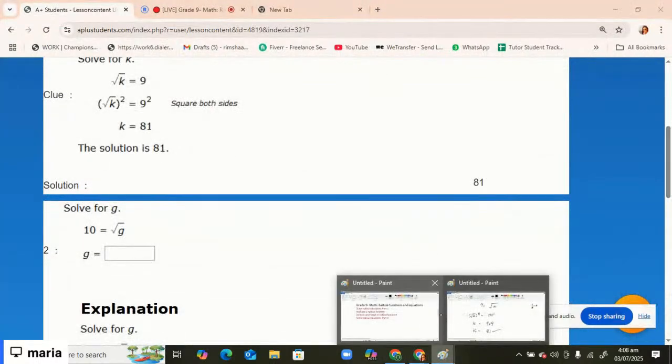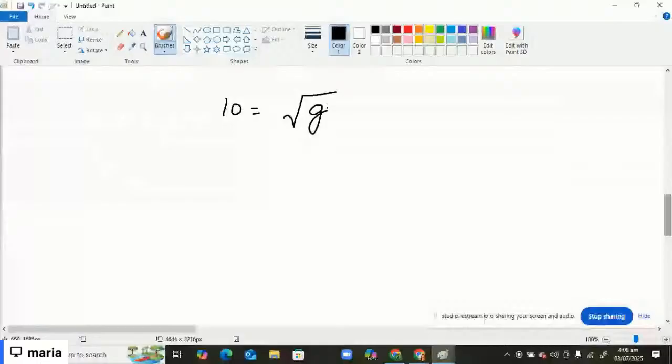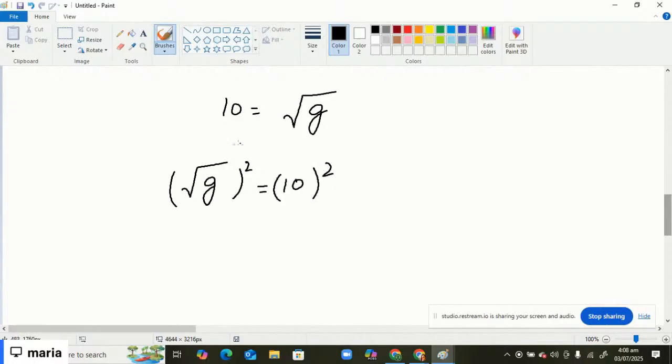Alright. Now they are saying 10 equals square root of g. What does it mean? You put g here and 10 here, taking the square on both sides. The square root is cancelled by the square, so this is only g. Now 10 should be multiplied 2 times, so 10 times 10 is 100. And that is our answer.